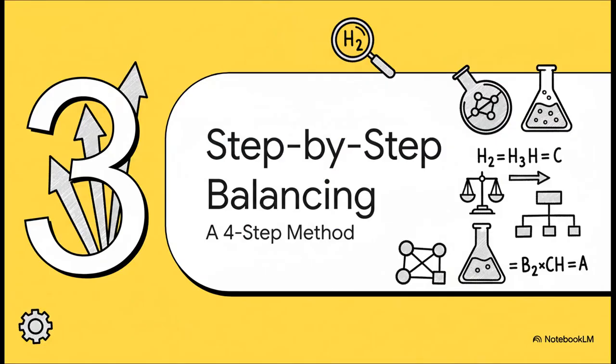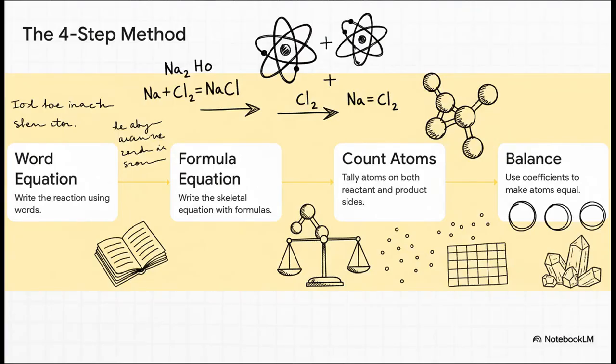Okay, now that we know the rules of the game, let's actually walk through our first puzzle together. We're going to use a super clear 4-step method that you can use for pretty much any equation you come across. It's a really simple process. We start with words, turn them into formulas, take a quick inventory of what we have, and then use our one tool, the coefficient, to make it all line up.